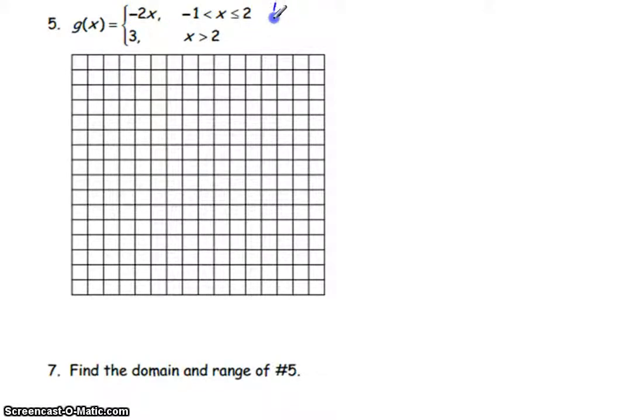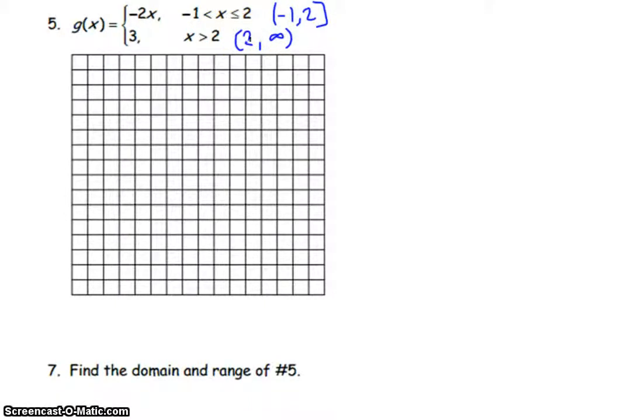This domain can also be written like this, where I have my -1 and then my comma 2. Parentheses with the -1 because there's no equal sign, a bracket because there is an equal sign. This one can also be written the same way. Because x is greater than 2, I know 2 is my smallest number, and my largest x value will be infinity. And I will have parentheses around both of those.